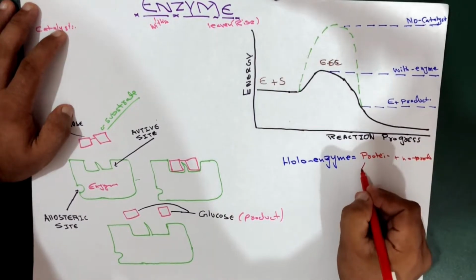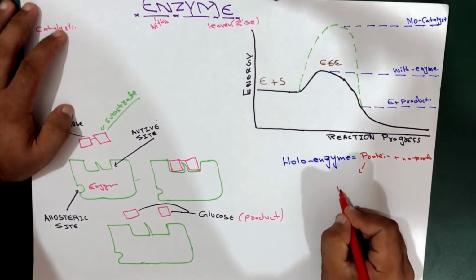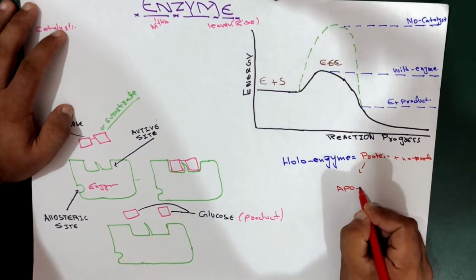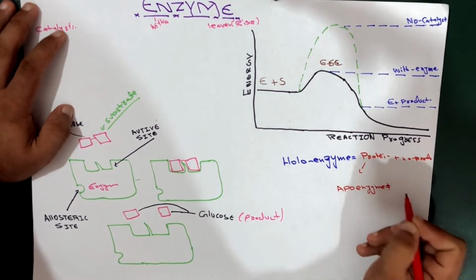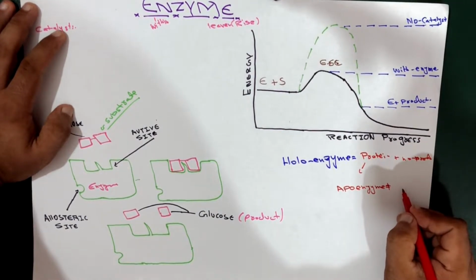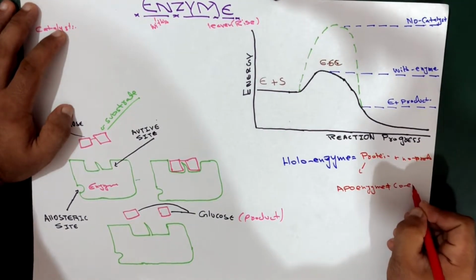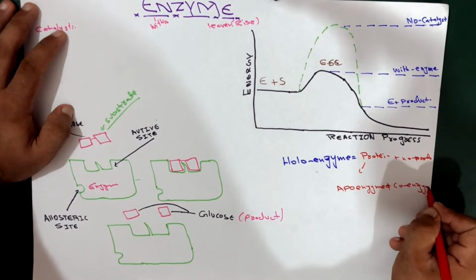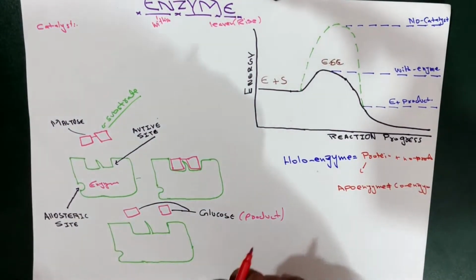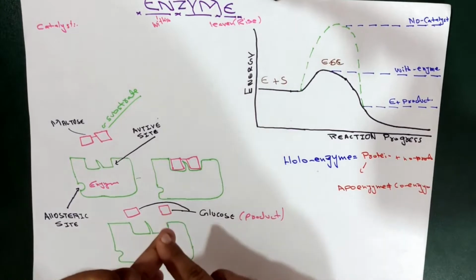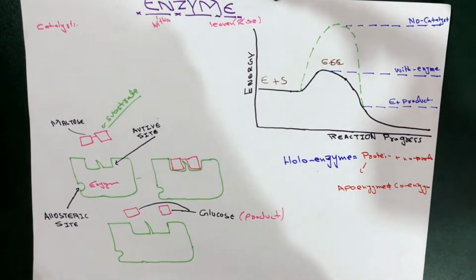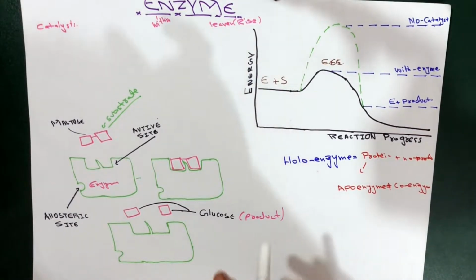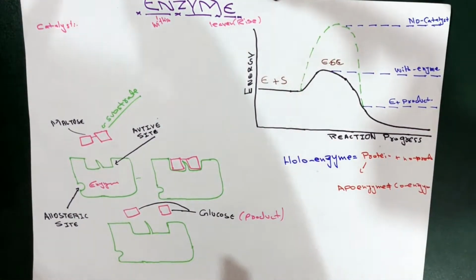The protein part is called the apoenzyme, and the non-proteinous part is called the coenzyme. Don't get confused with the terminology of the coenzyme. I'm going to define the prosthetic group, the coenzyme, and the cofactors in another video and make them as easy as possible, because most students get confused with the words coenzyme, cofactor, and prosthetic group.